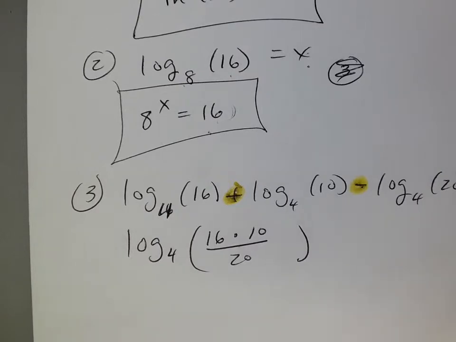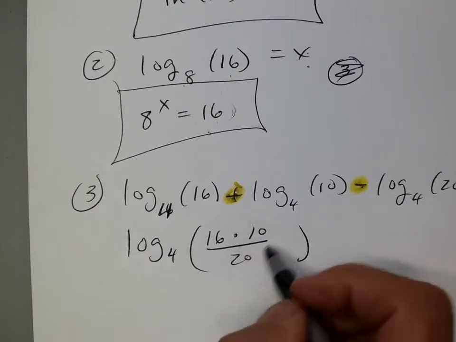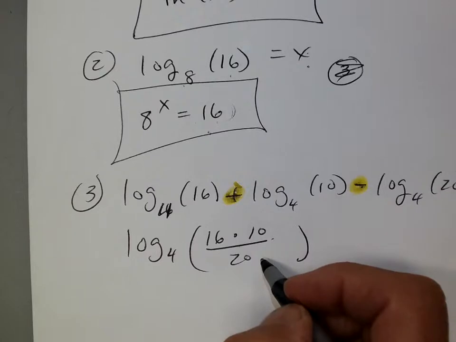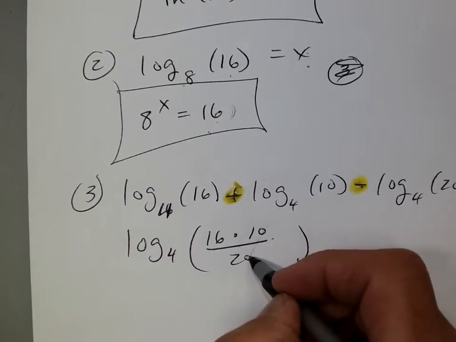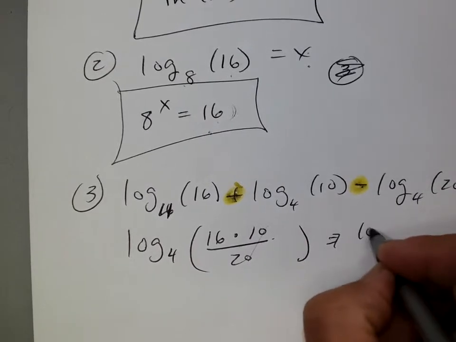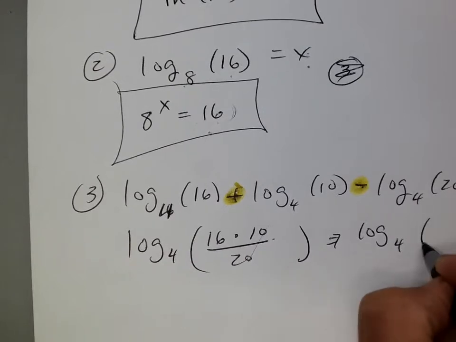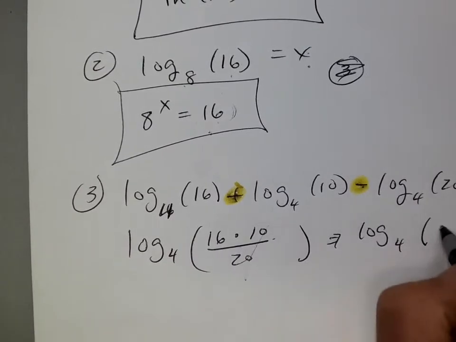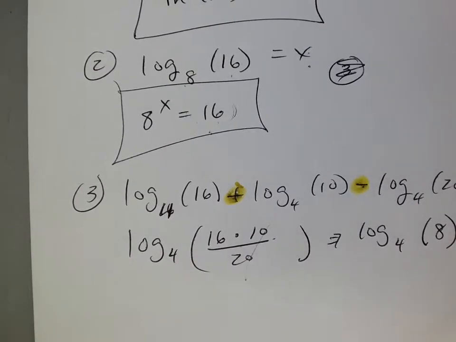Okay, and I can simplify that. 16 divided by 20, is that 8? Log base 4 of 8. And that's just 160 divided by 20. Okay, yeah, Daisy.